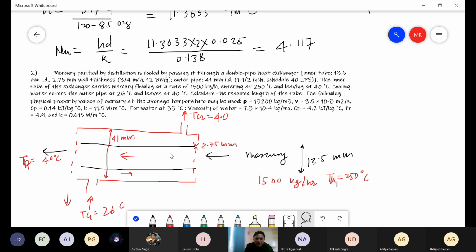Okay. So let us try to solve this problem quickly. These temperatures are given. What is given is the properties of mercury and the properties of water. The water properties are given at 33 degrees Celsius, because if you take the average of 40 and 26, you will get around 33. That's why the properties of the water are given at the average temperature. So both the properties here are given at the average temperature.